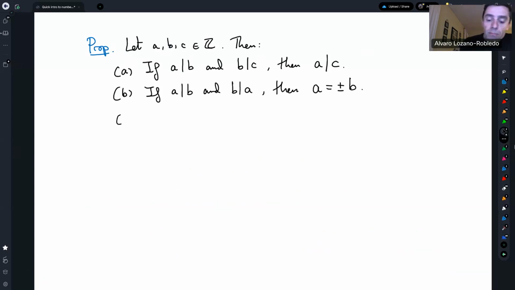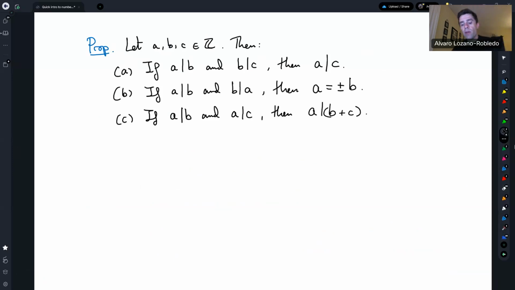Third, and this is pretty important, if A divides B and A divides C, then A divides B plus C. So whenever you have two numbers that are divisible by one number, their sum is divisible by that number also. Their difference is also divisible. In fact, any linear combination in integers of B and C would be divisible by A also. So let me just give you examples of all of this.